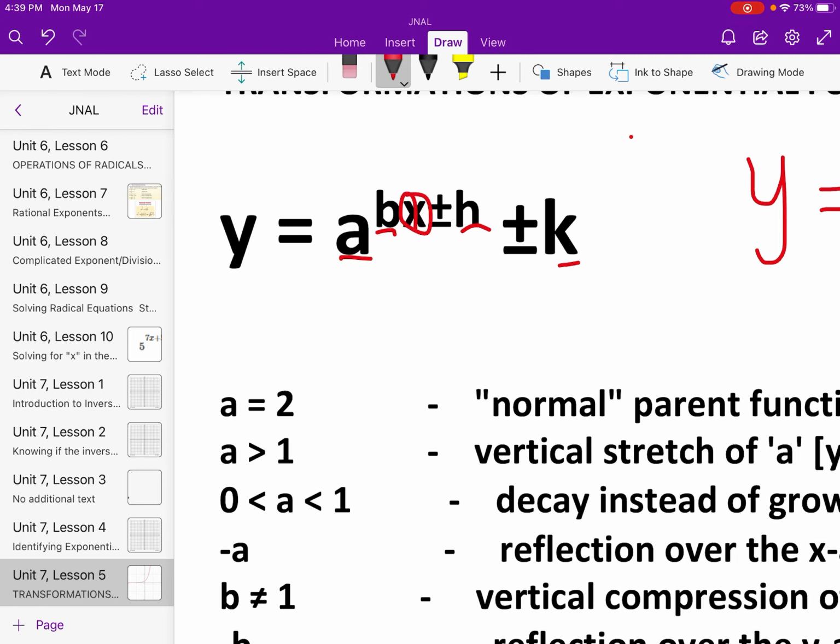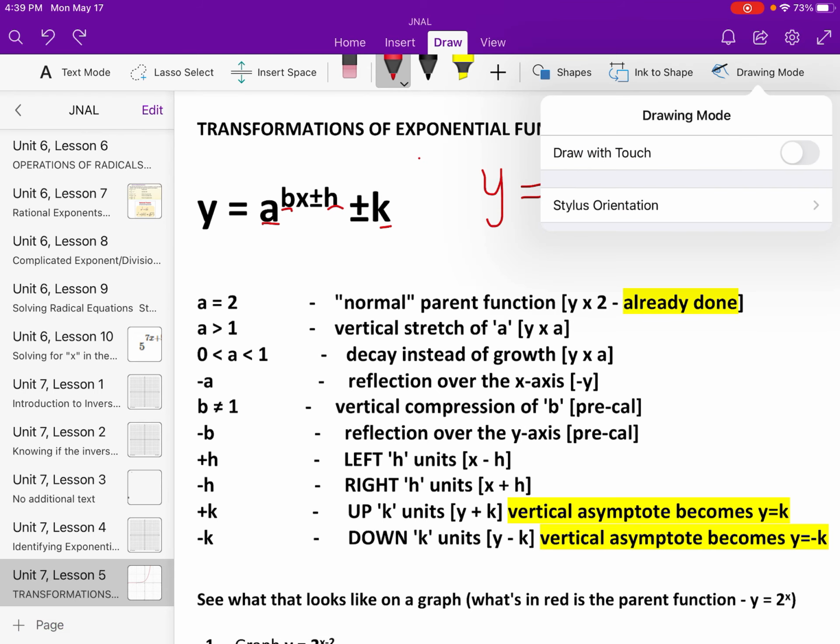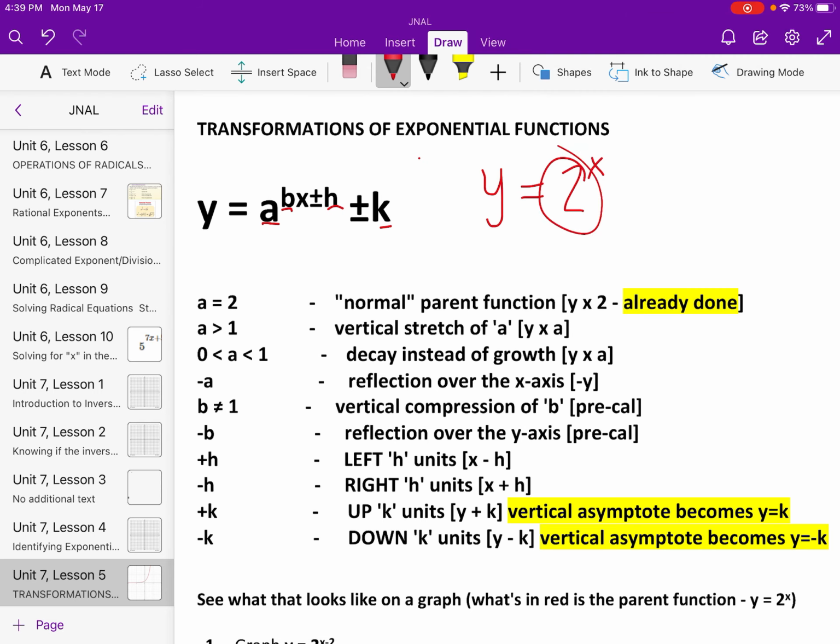Obviously x is just a variable. The A is typically 2 for the parent function. And then we have plus or minus because those can be plus or minus. So let's see what things there can be. First, A equals 2. If A equals 2, what happens? It's the normal parent function. We can see we have a 2 here. That's what it's like, and it means that you would have to multiply y values by 2.